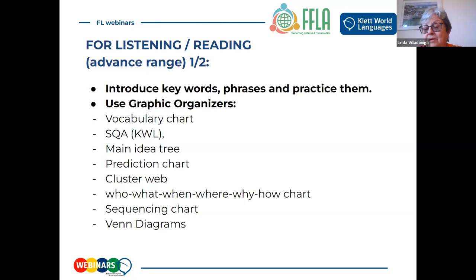So these are basically the same graphic organizers. Why? Because you practice them again and again. Are there others? Yes, I will repeat that. There are many other strategies and graphic organizers that you can use on a not daily basis. You don't want the graphic organizers to be the teacher. You want the graphic organizers to facilitate the learning.